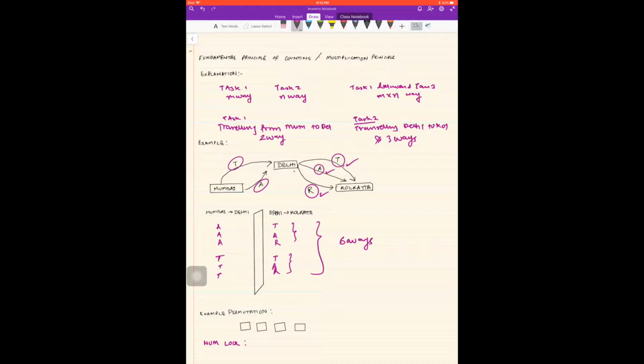Applying the fundamental principle of counting, it says that if task 1 followed by task 2 can be done in 2 cross 3 ways, which is 6. As you can see, 6 ways, and this is what it is. So I hope this clears the definition of the fundamental principle of counting.